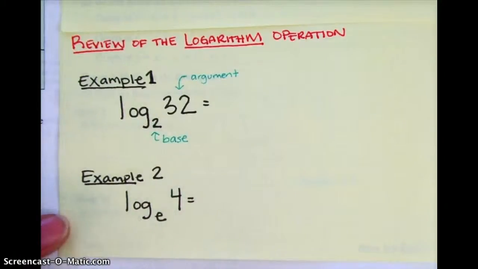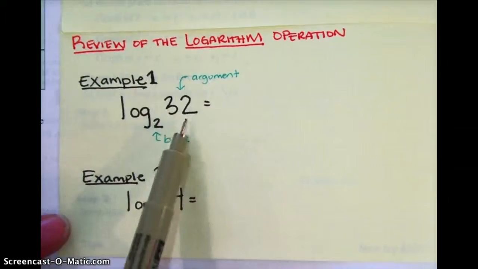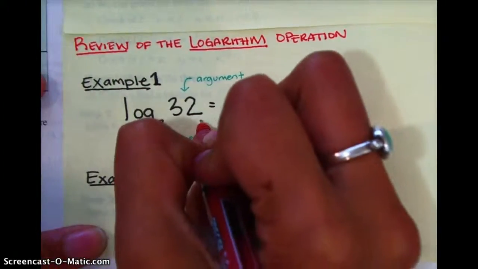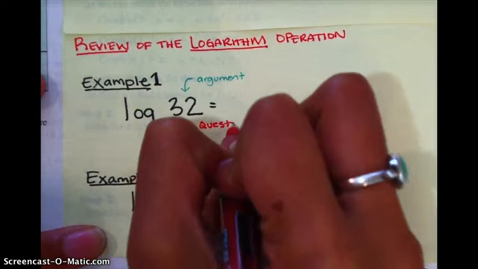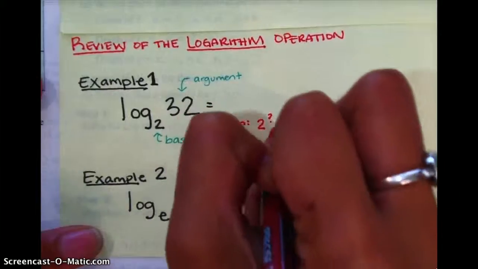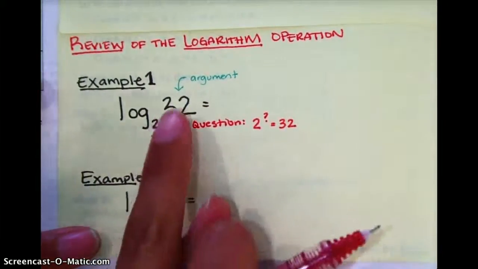Now this is an operation. We are doing log base 2 to 32. 32 is the input, and hopefully what you remember is that the output of this operation corresponds to an exponent. The way that we figure out what that exponent is, is by thinking of this logarithm as a question. Log base 2 of 32 is really asking the question, 2 to what power equals 32? And the answer to that question is the answer to the logarithm.